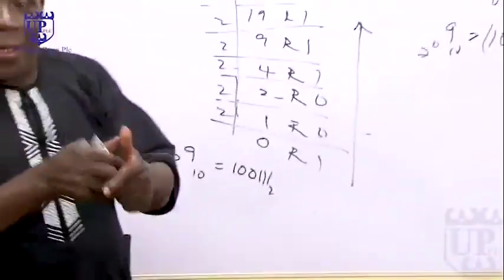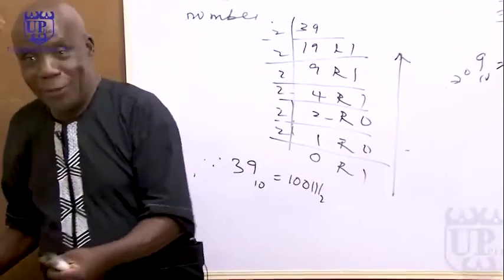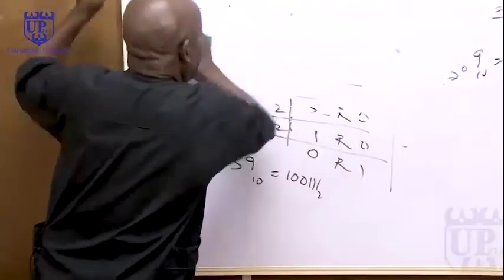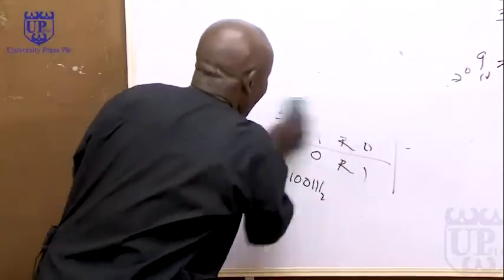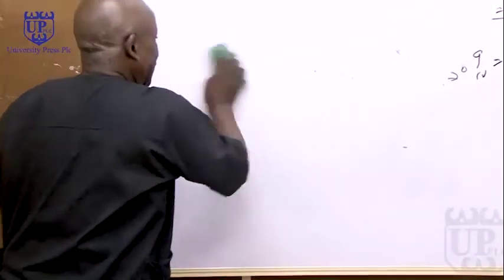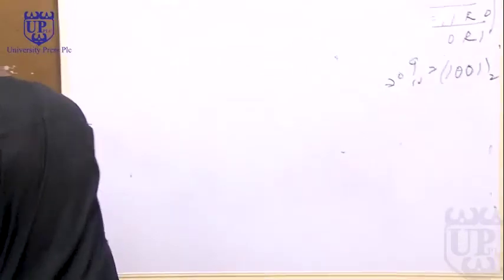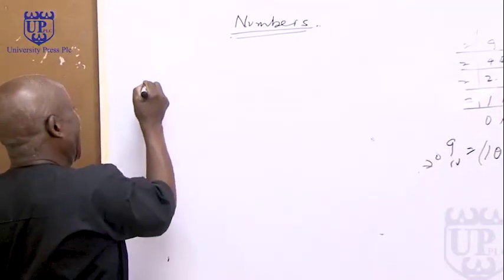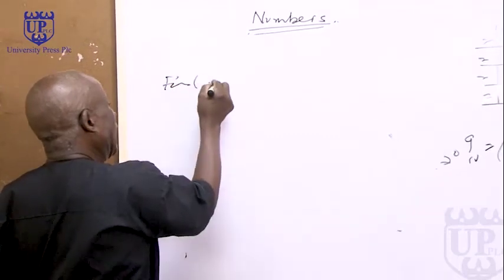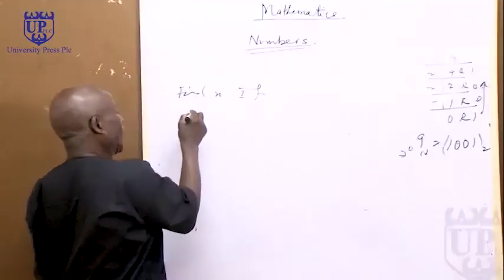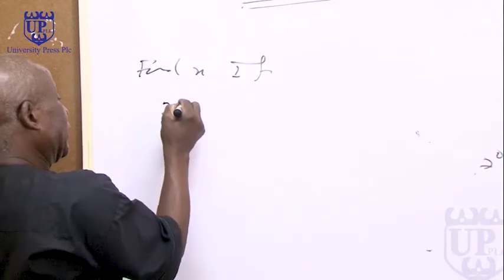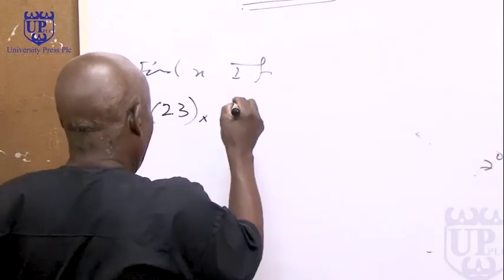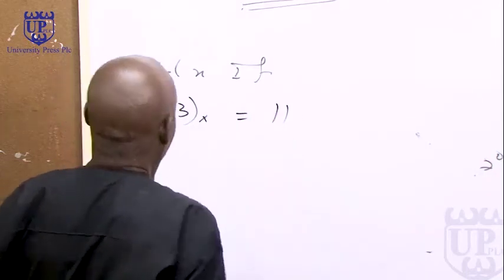Now finally, because the time is not on our side, look at this simple one. I saw it in an OBJ Becker, I think 2012, 2010. They say find x if 23 base x equals 11.